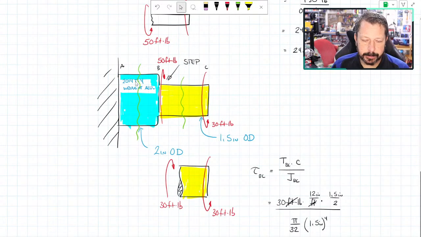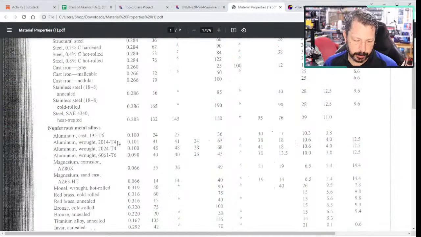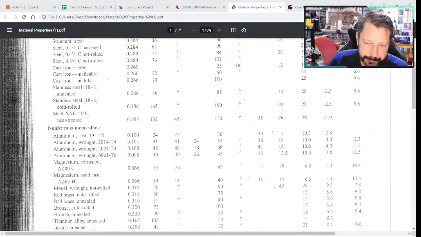I guess I should look up what the yield strength in shear is for this 2014 T4. So let's look at that before we get too far. 2014 T4, this one actually has a number there. In this case, we will use the 24 KSI as the yielding shear stress, or shear strength. And we have 543 psi. So that's certainly going to work.